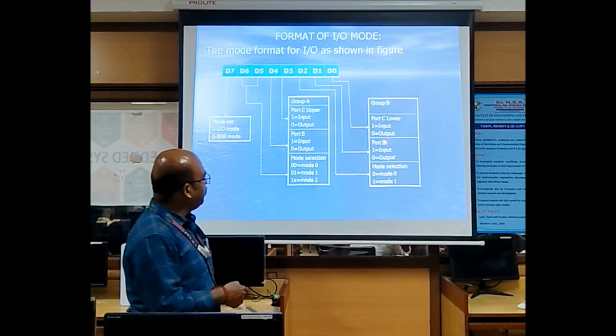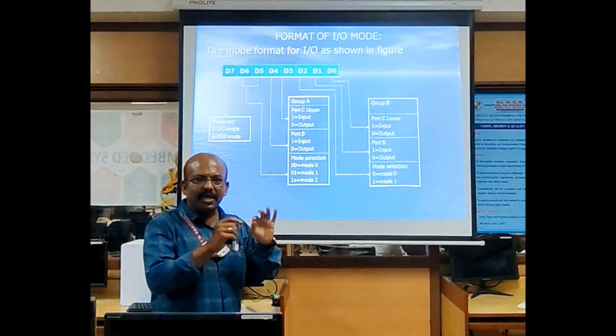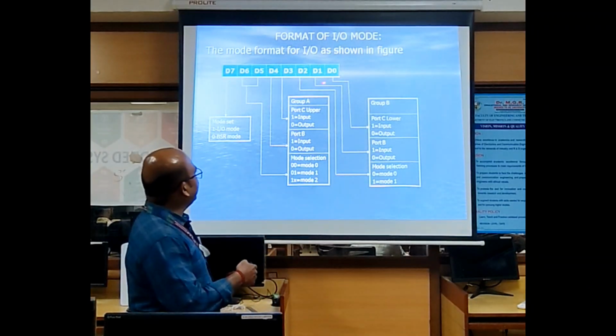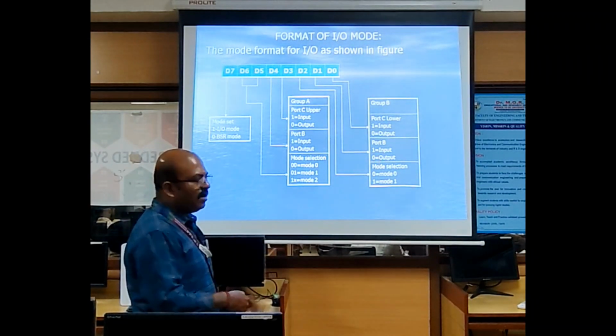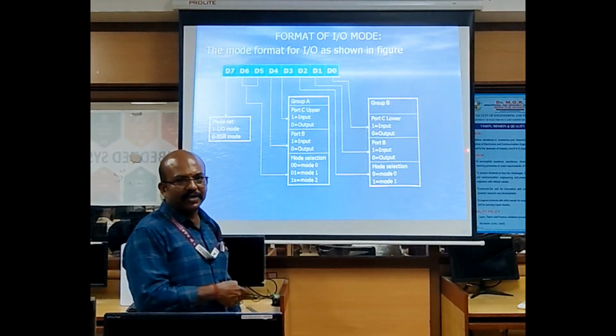Like D1, port B. In port B there are 8 pins. What type of device can we connect? On all the 8 pins we can connect an input device or an output device. That will be decided by D1. D1 0 means on all the 8 pins we can connect output. 1 means we can connect an input device.